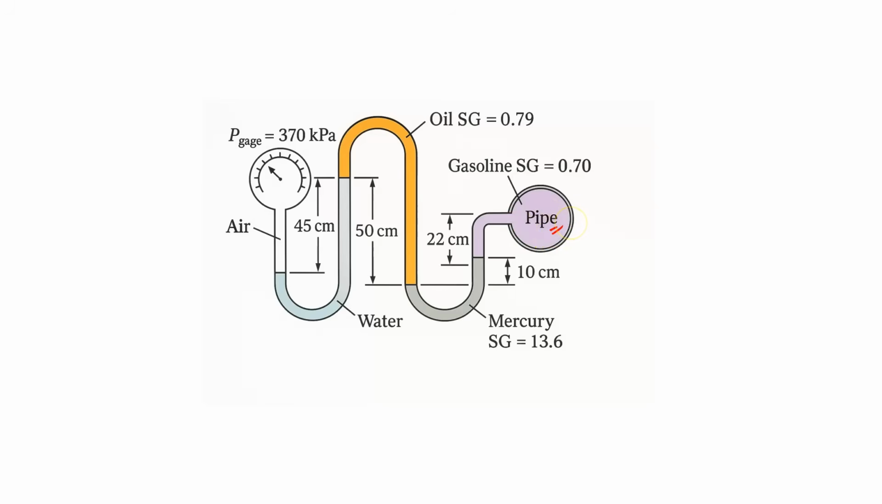For that, we must first recall how to calculate pressure. Pressure is given by the formula P equals h rho g, where h is the height of the fluid, rho is the density of the fluid, and g is the gravitational acceleration. There are a few important points to remember.